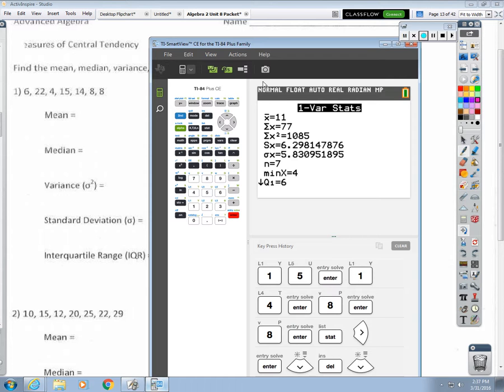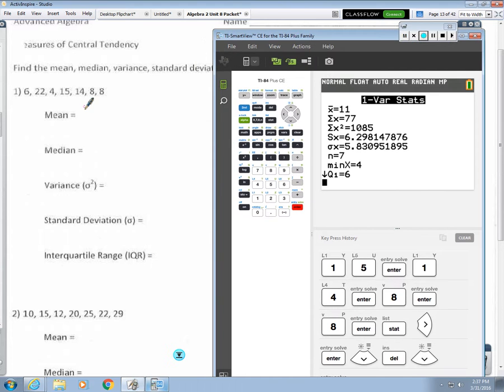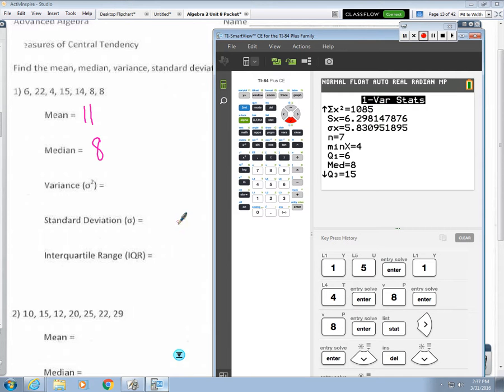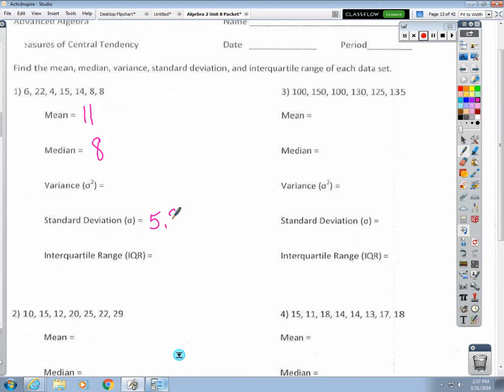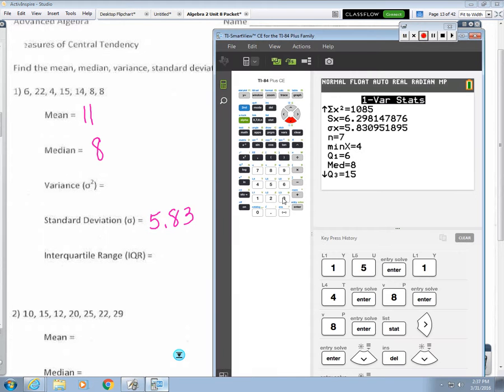So what's the mean? 11. Okay, median. The median's not on the screen, so we got to scroll down. What's the median? 8. The calculator doesn't give you the variance. We'll have to do that in a minute. What's the standard deviation? 5.83. And then IQR. How do you calculate IQR? Interquartile range.